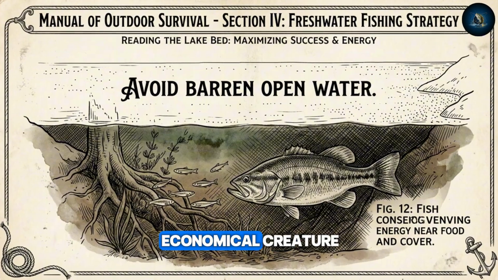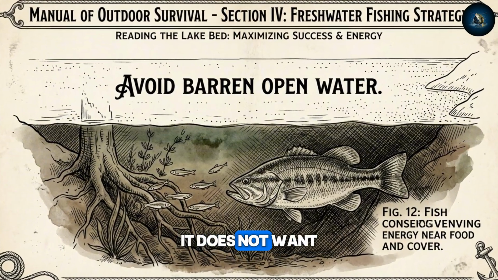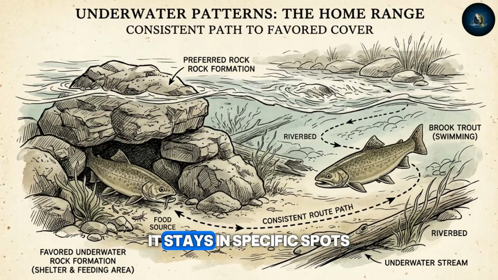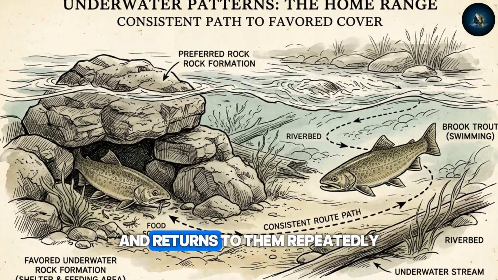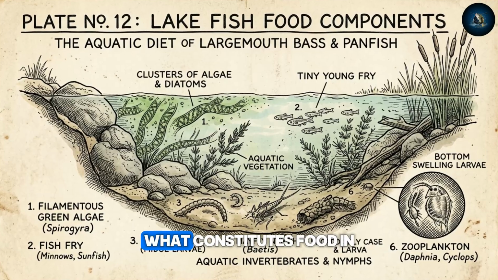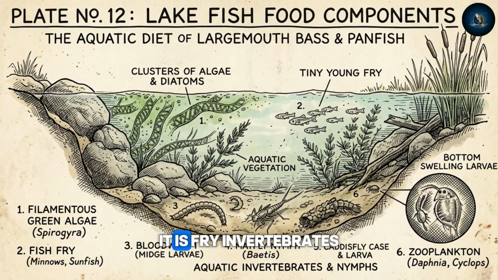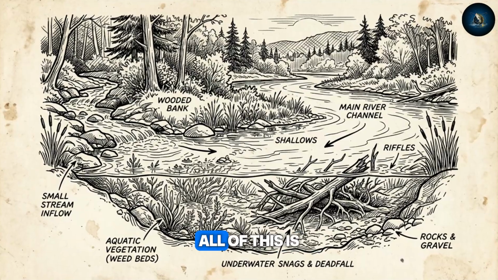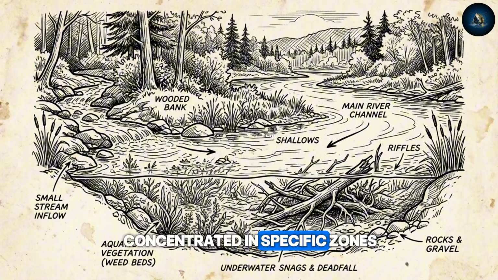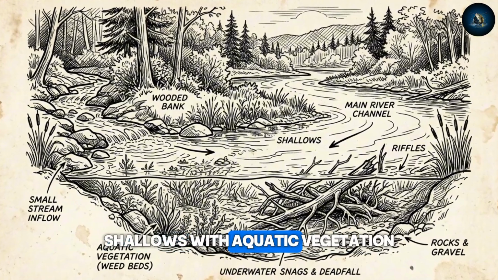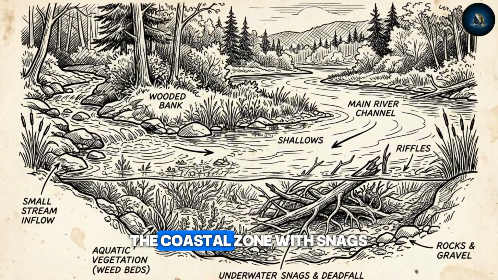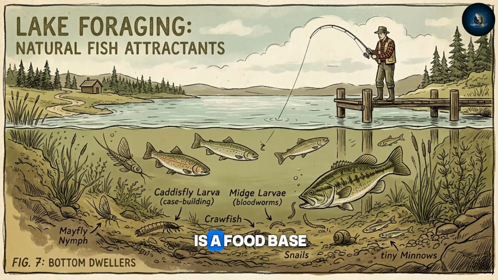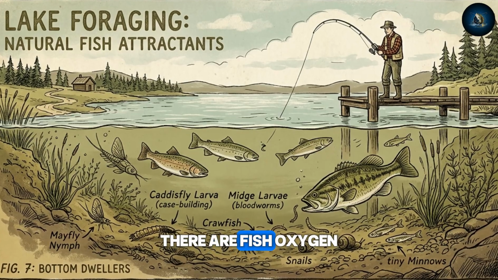A fish is an economical creature. It does not want to waste energy searching for food where none exists. Therefore, it stays in specific spots and returns to them repeatedly. What constitutes food in a lake? It is fry, invertebrates, larvae, and algae. All of this is concentrated in specific zones: shallows with aquatic vegetation, the coastal zone with snags, or the mouth of a stream. Where there is a food base, there are fish.